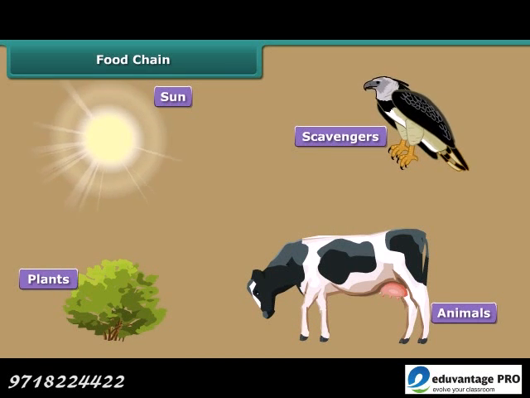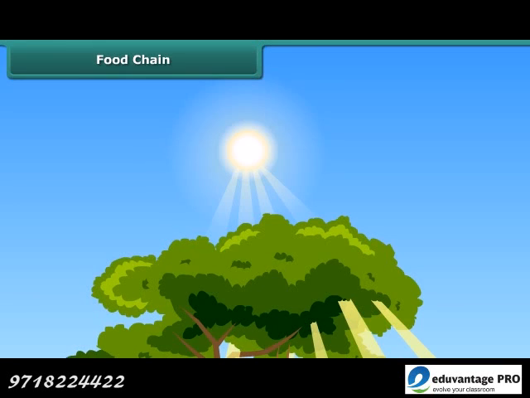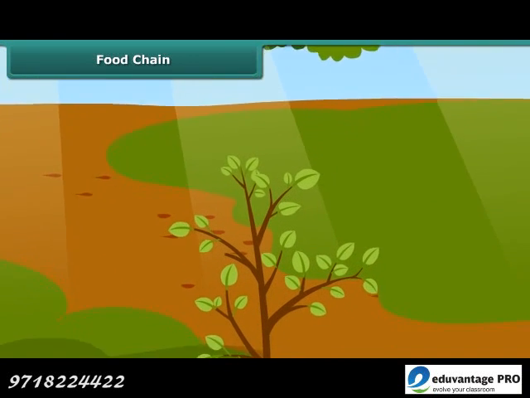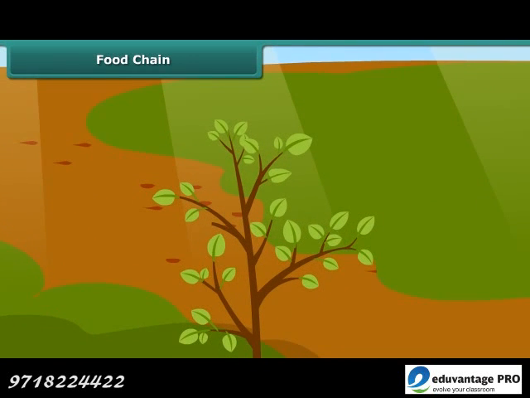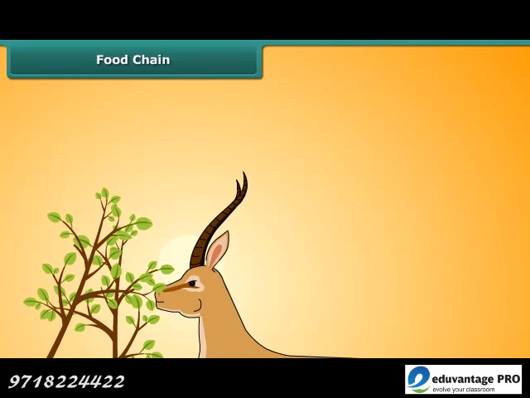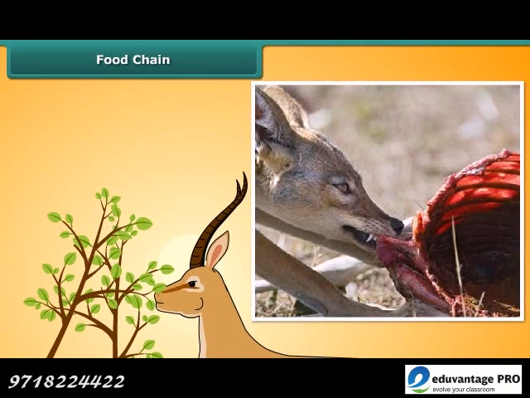The food chain is an arrangement in which energy passes from one organism to another. The main constituents of the food chain are the sun, the plants, the animals, and the scavengers. The sun is the principal source of energy. The plants are the producers as they manufacture their own food with the help of sunlight. The animals are the consumers. Animals can be plant-eating herbivores or flesh-eating carnivores. Animals can also be omnivores, consuming both plants and other animals. The scavengers feed on dead animals.